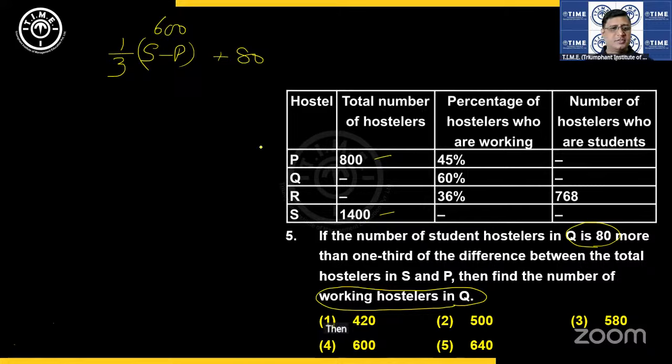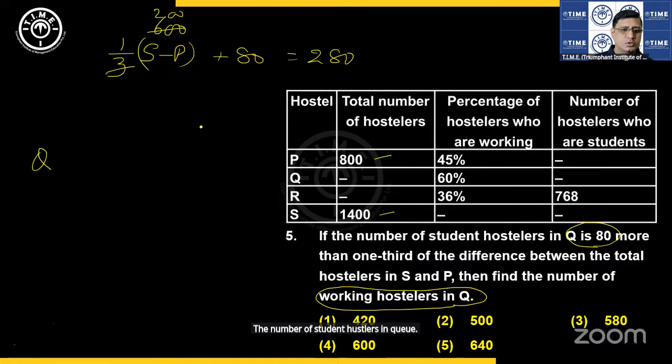Then 3 goes into 600 exactly 2 times, that is 200. So what is the result? The result is 280. What is this? The number of student hostlers in Q. Student hostlers, how much here? It is 280.